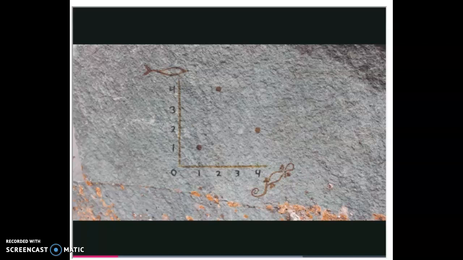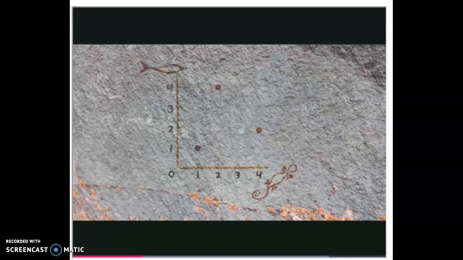Each point on the graph represents two values, the number of salamanders and the number of fish caught on that day. We can label each point with a pair of numbers, the first one being the value of the variable measured on the horizontal axis, and the second one being the value of the variable measured on the vertical axis. This graph tells us that on day 1, the cave dwellers caught 1 salamander and 1 fish. On day 2, they caught 2 salamanders and 4 fish. And on day 3, they caught 4 salamanders and 2 fish.